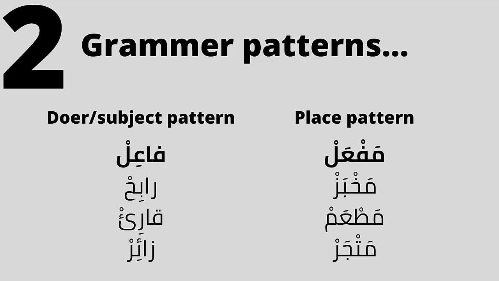Now the second grammar pattern that I chose for you here is the subject pattern or the doer pattern, ala wazn, or the same as fa'il. Fa'il. رابح, رابح is winner. قارئ, reader. زائر, visitor. So all of these are people doing something. The winner, the reader, the visitor. So this is the subject or the doer pattern.